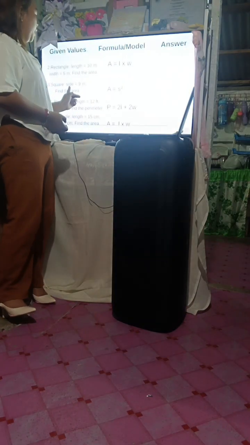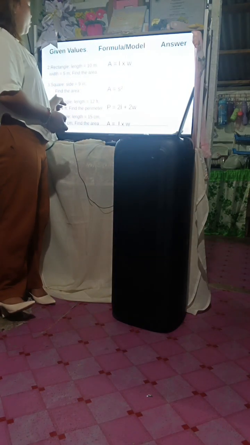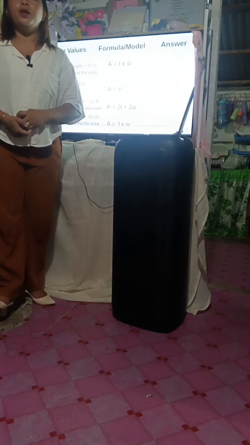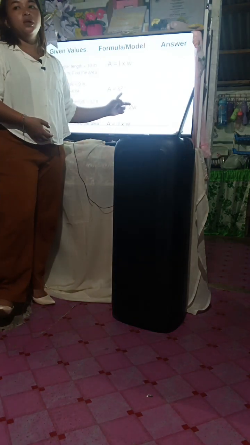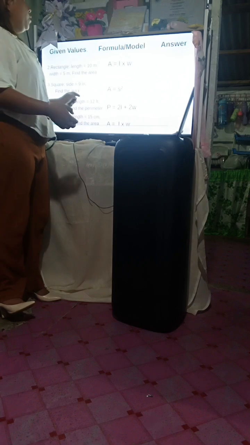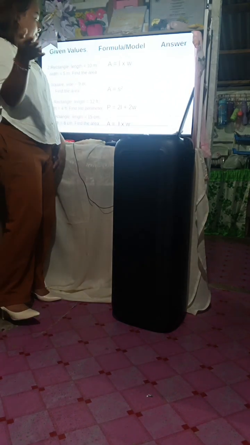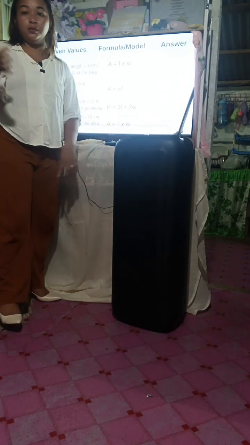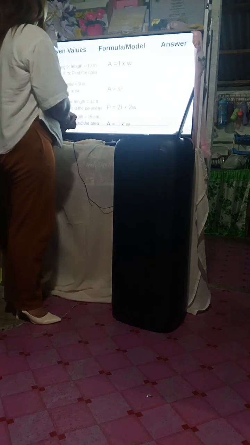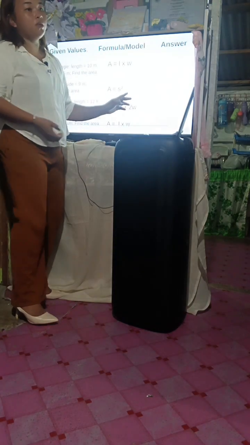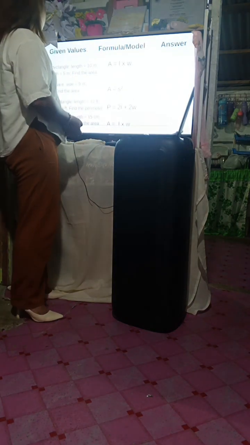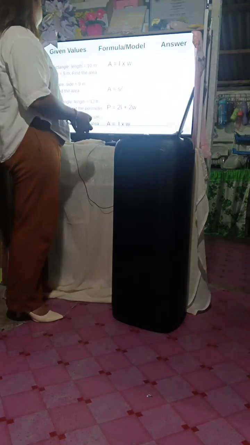So number 3 is a square. We have the given side of 9 inches. So we're asked to find the area. The formula we're going to use is A is equal to side squared. So what is the answer for number 3? 81. Yes, that is correct. So A is equal to 9 squared. So 9 squared is equal to 81. So our area here is 81 feet.